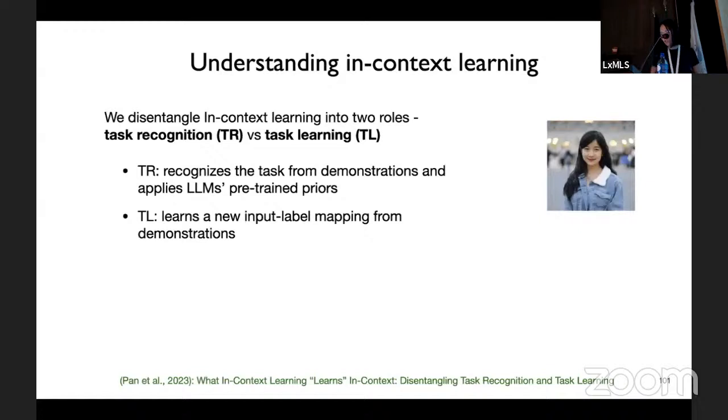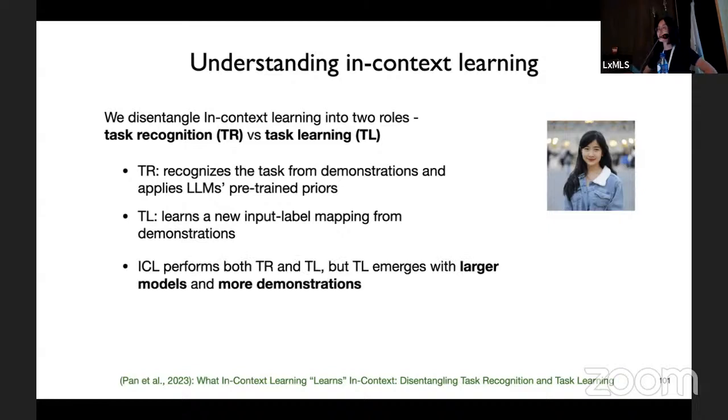Last year, we also had a paper trying to understand two different roles of in-context learning. One is called task recognition, and the other is called task learning. Task recognition is the hypothesis that the knowledge is already learned during pre-training, and you just need the in-context demonstrations to recognize the task. And task learning means that you still need to learn a new input-output mapping from the demonstrations in the in-context examples.